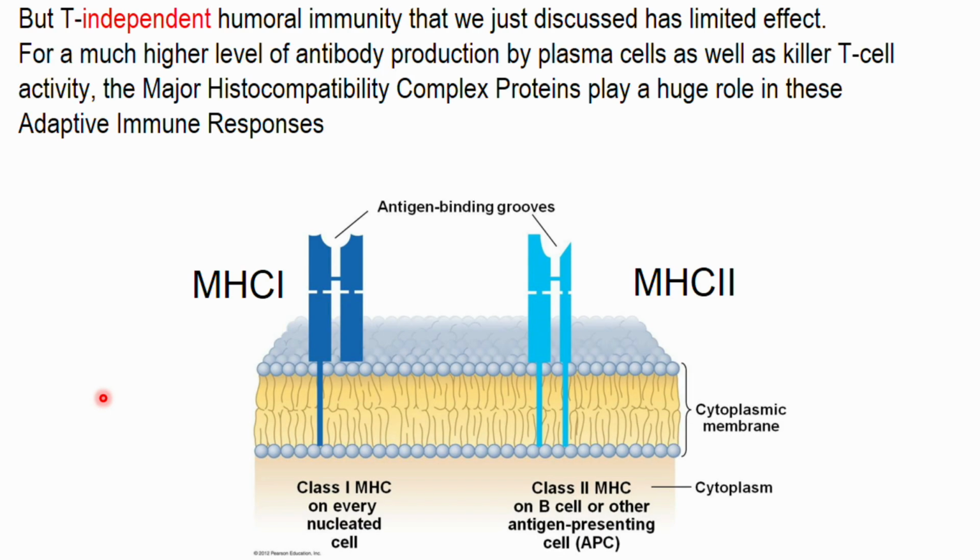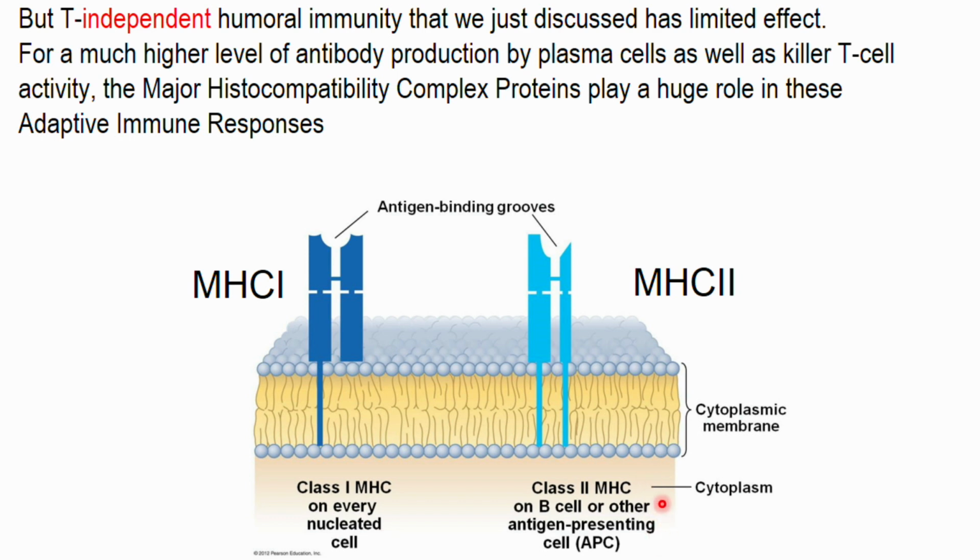What we're seeing, first of all, is that major histocompatibility complexes are essentially receptor-type proteins. You can see they're embedded in the cytoplasmic membrane. MHC1 has an antigen binding groove, and MHC2 has an antigen binding groove, and these will bind the epitopes. As I just mentioned, MHC1 is in every cell. I like to simplify it and just say every cell instead of every nucleated cell.